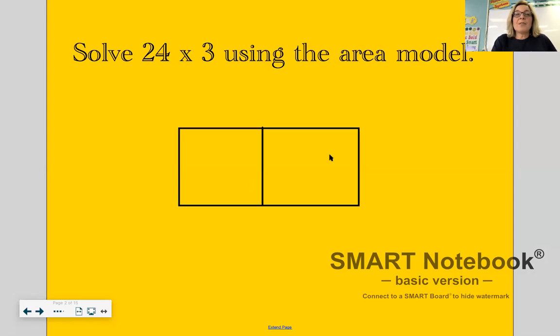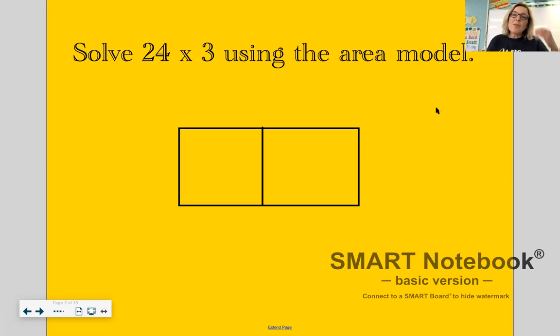So 24 times 3 is the problem that we want to do. And it says here to use the area model. Well, the area model is another way to call the distributive property. They're the same thing. The area model is a more visual way to do it. So I want you to always feel like you can use the area model, because when you get to algebra, you will absolutely have to use the area model, not just the distributive property with numbers and expressions.